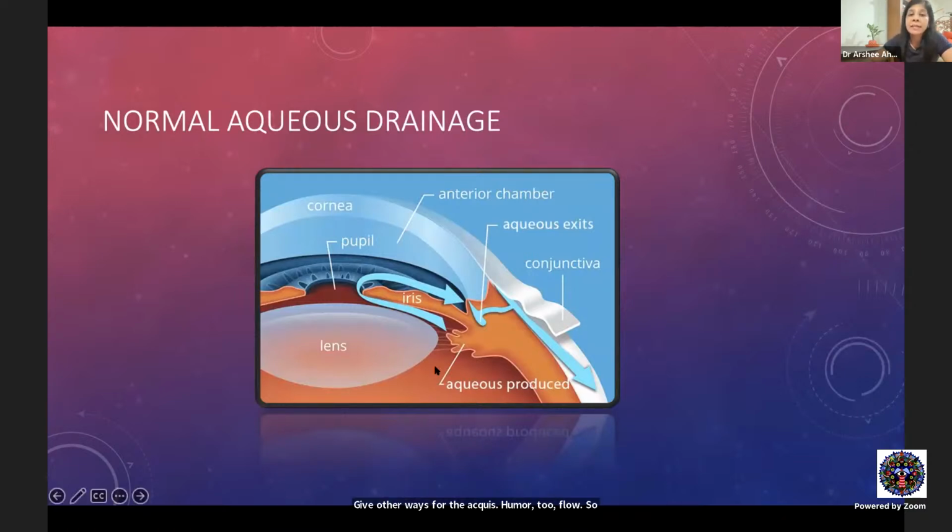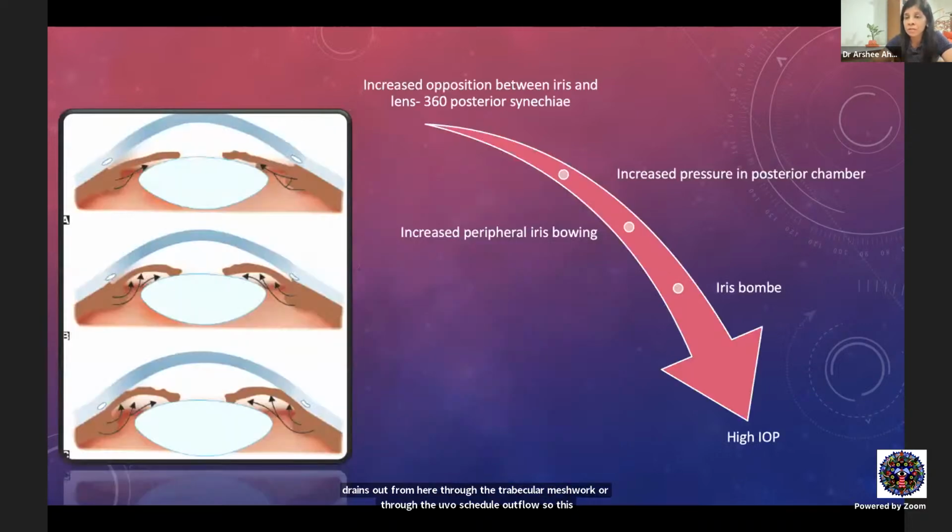So we see that aqueous humor is normally produced here in this region by the ciliary processes. Once it is secreted, it would flow over the anterior lens surface, that is the posterior chamber, through the pupil, come into the anterior chamber, and then it drains out from here through the trabecular meshwork or through the uveoscleral outflow. So this is how the normal aqueous physiology works.